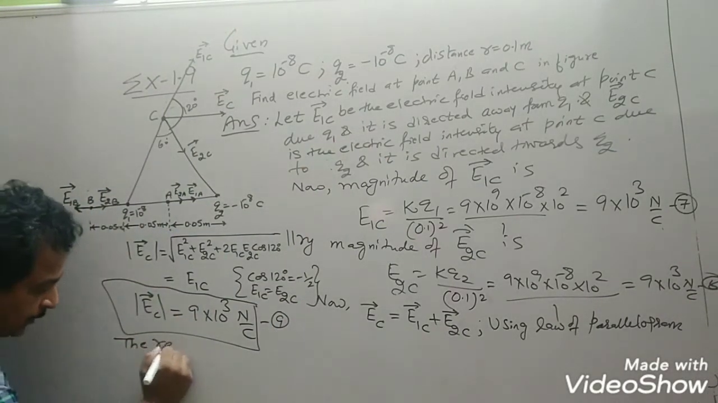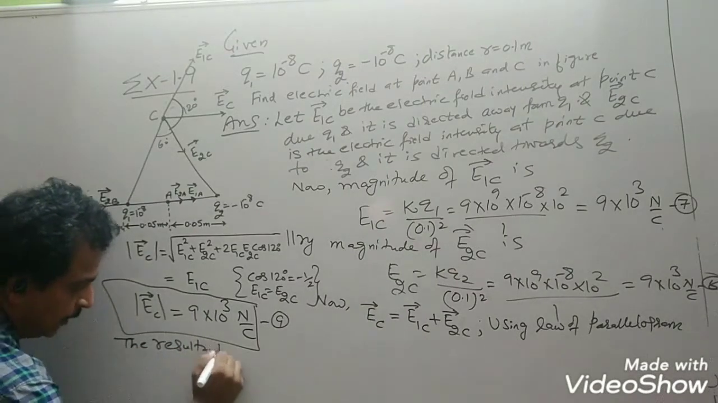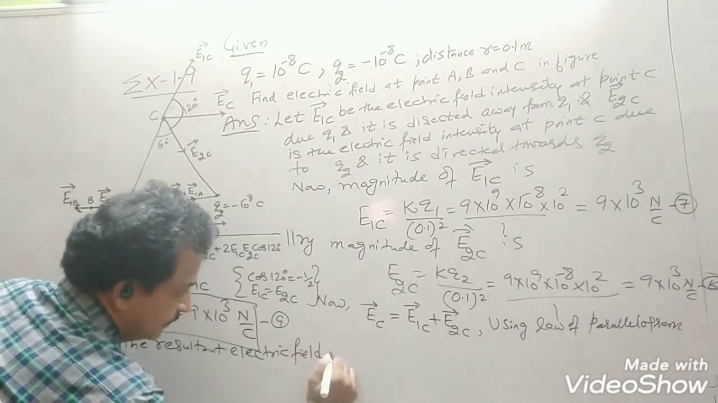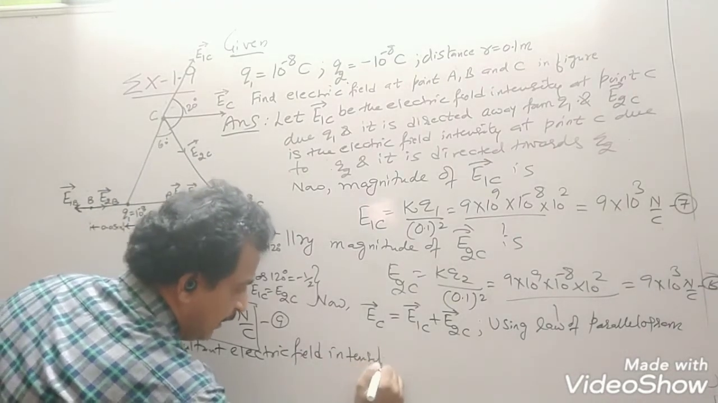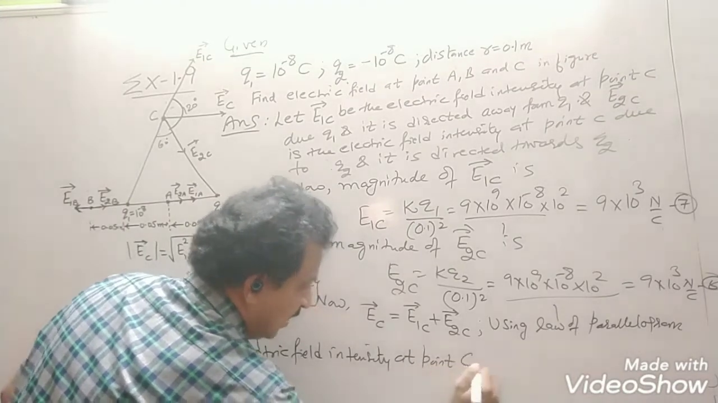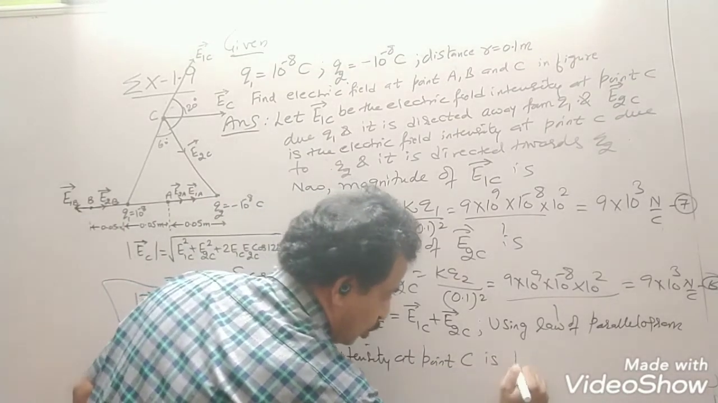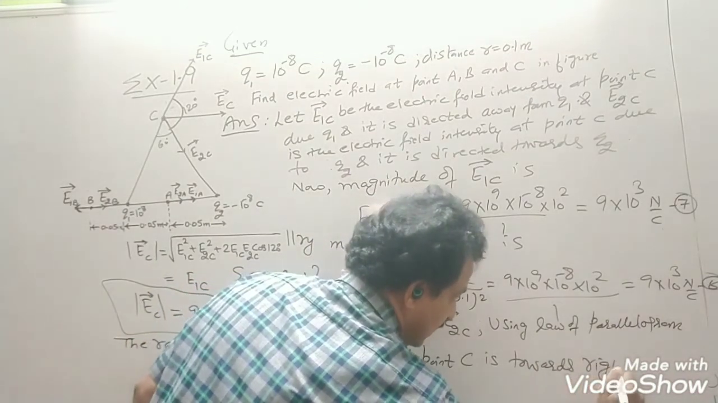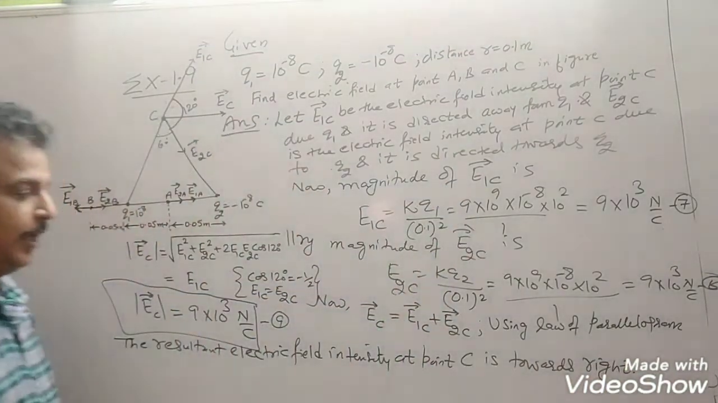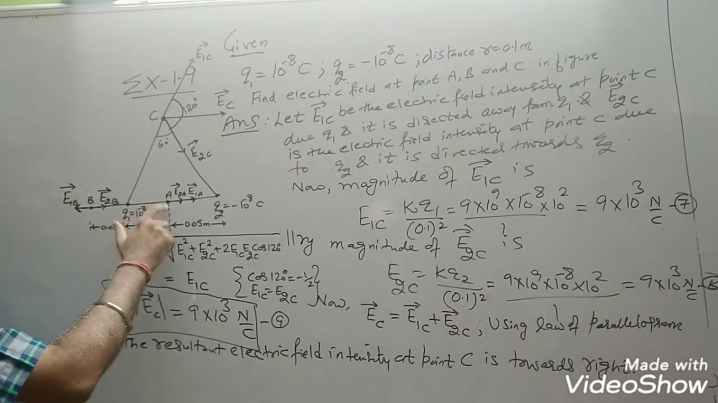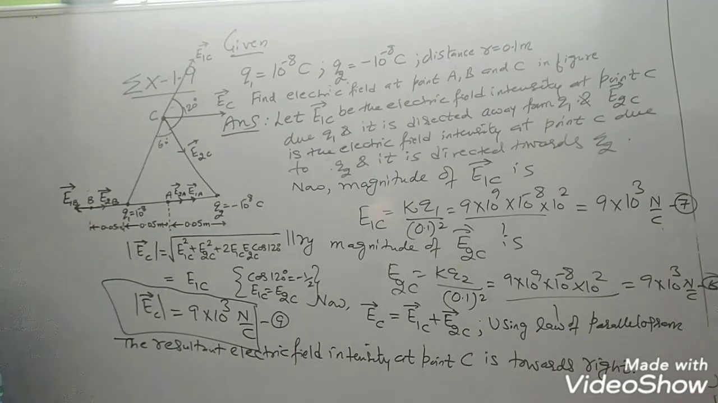So the resultant electric field intensity at point C is towards right. So this is how we find the electric field intensity at point A, B and point C.